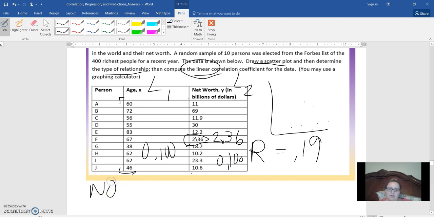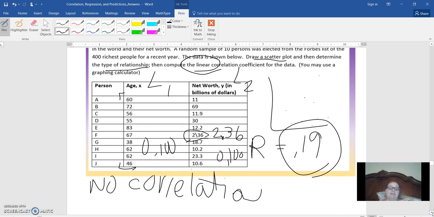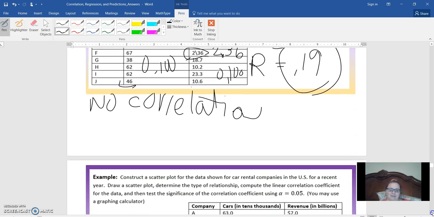Okay, so no correlation between the data. We don't even need to do hypothesis testing because it's so close to 0. That means we can't do predictions, we can't do a line of best fit, we can't do anything else because there's no correlation. All right, let's do another one.